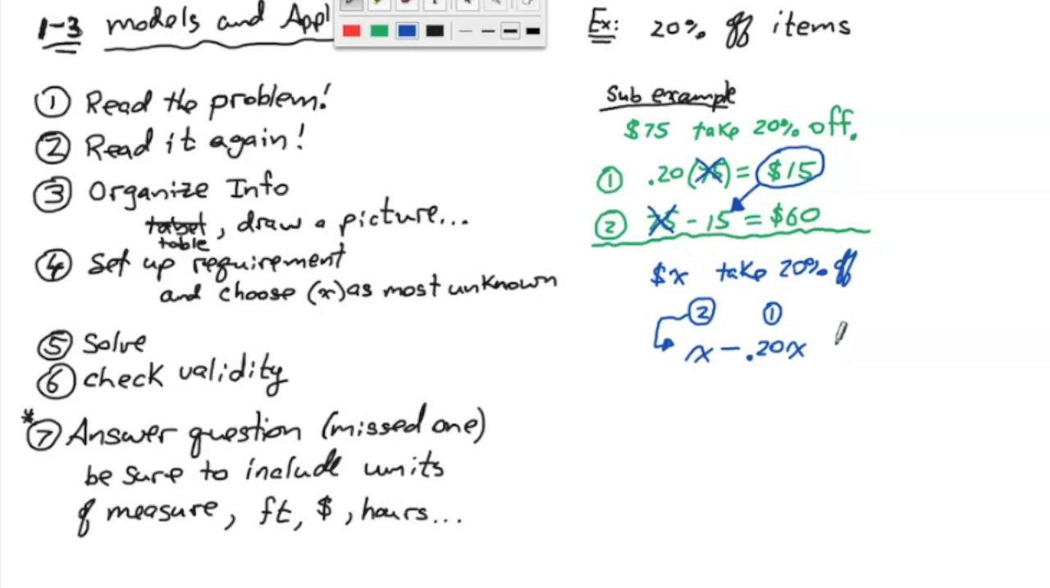Okay, ready? How do you combine like terms? If you don't know, you take the x and you factor it out, right? Remember? Distributive property?